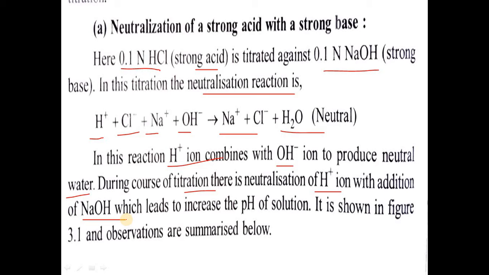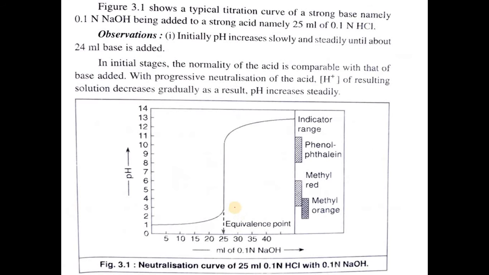Initially, when HCl combines with NaOH, H+ and OH- combine with each other and we get water. As H+ ions decrease with the addition of NaOH, the pH of the solution goes on increasing, which is shown in the following diagram. Figure 3.1 shows a typical titration curve of a strong base, 0.1 normal NaOH, against a strong acid, 0.1 normal HCl. Then there are observations.